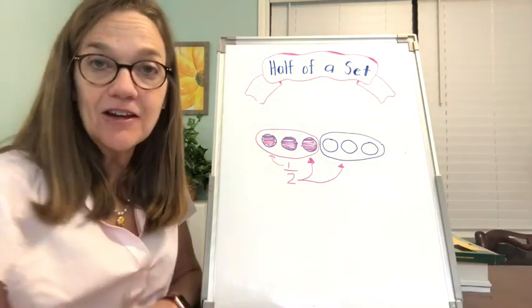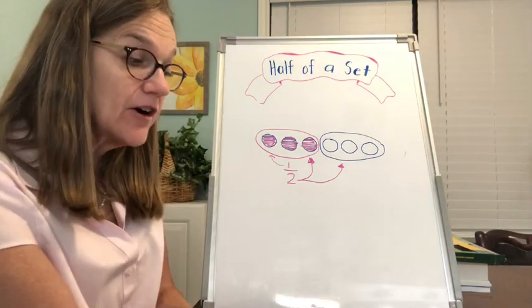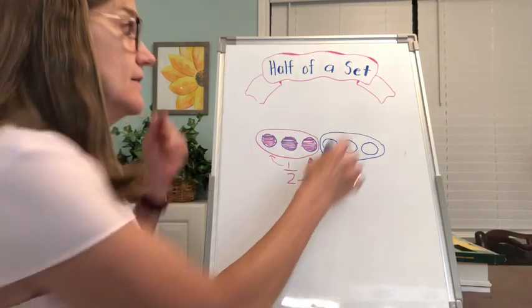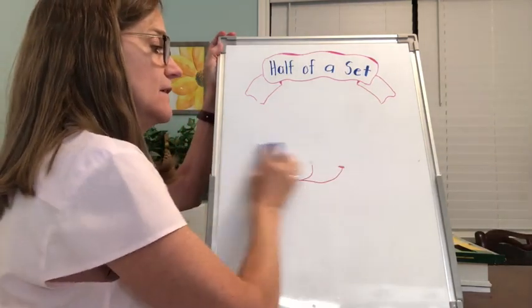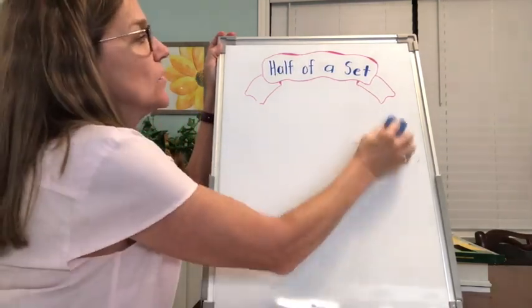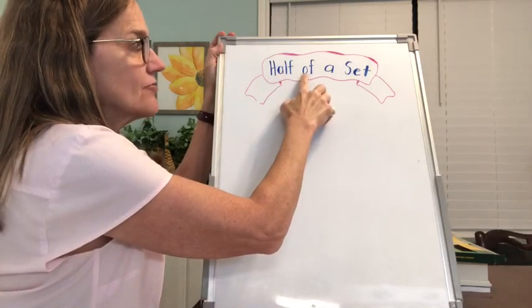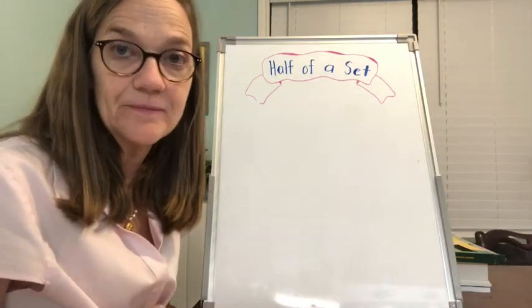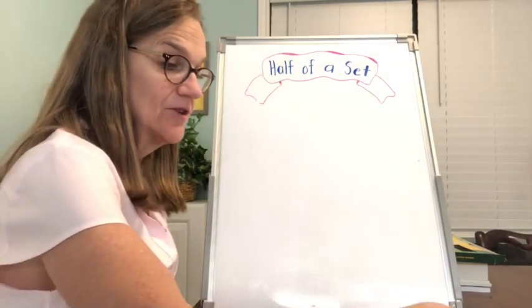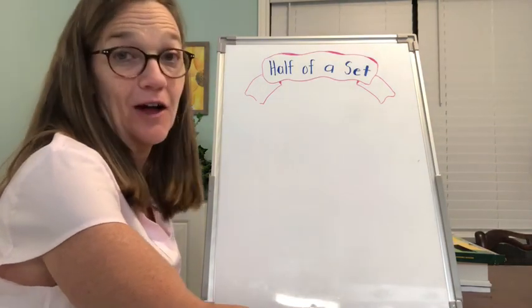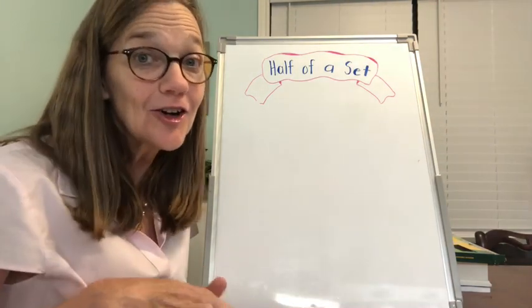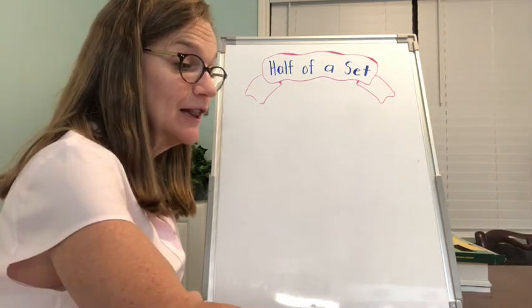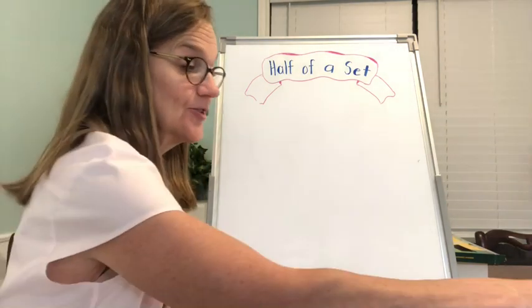Okay, now I'd like you to take out your journals. I've already done mine. And at the top, I want you to go ahead and write 1/2 of a set. You don't have to do it fancy like I do, but you know how much I love colors. You know how much I love to use colors in our journals.